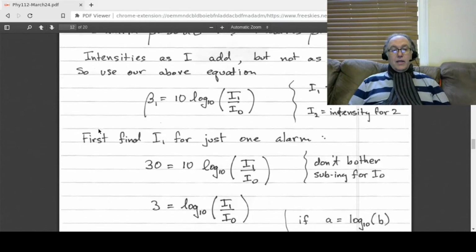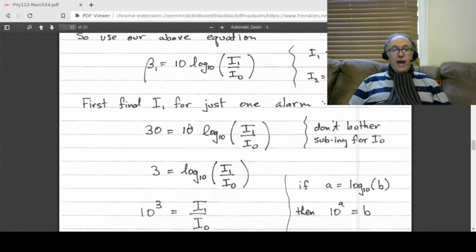So for 1 alarm, we have that beta was 30, and there's 10 log, and I1 we don't know, but let's actually solve for I1. Let's plug in all the numbers and solve for I1. We could plug in for I0 there, but I really don't feel like putting in the 10 to the minus 12, so let's just leave that as I0. It is in principle a known value, but let's just solve for I1 here.